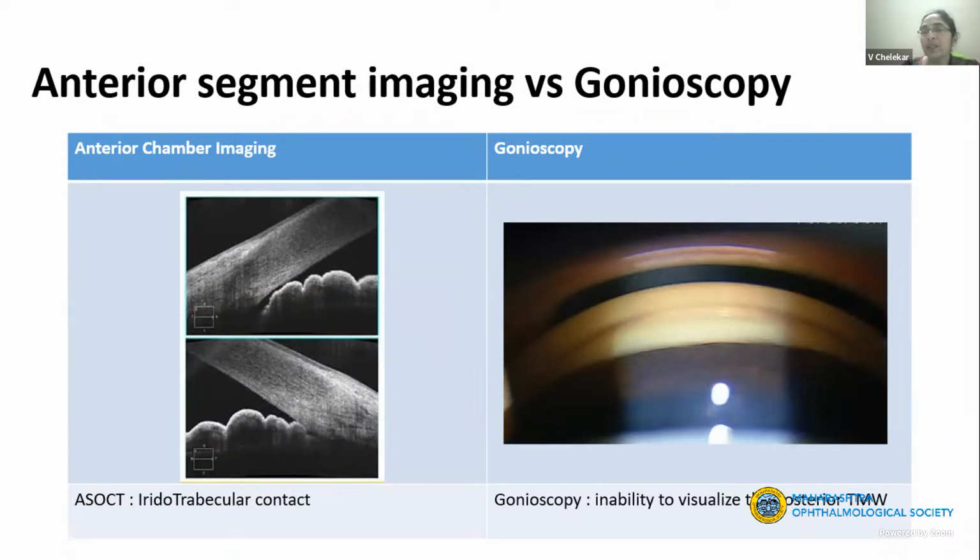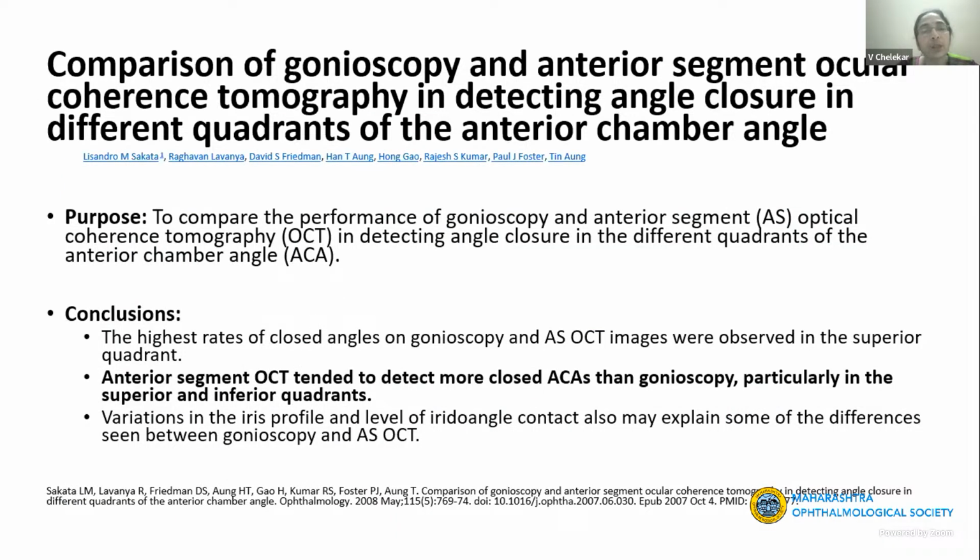The basic difference between the two technologies is in the definition of angle closure. With gonioscopy, it is the inability to visualize the posterior trabecular meshwork. With the ASOCT, it is iridotrabecular contact. Again, Sakata et al. compared the performance of gonioscopy and ASOCT in detecting angle closure in different quadrants of the eye. They found that the ASOCT tended to detect more closed angles than gonioscopy, particularly in the superior and inferior quadrants.